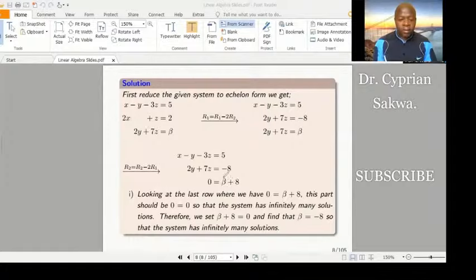So what we should do now is equate this part to zero, because this is already zero. So we also need to equate this to zero. Looking at the last row, this part should be zero equals zero so that the system has infinitely many solutions. Therefore, we set beta plus 8 to zero, and doing that gives us beta as negative 8. So if beta is negative 8, the system that we are given would have infinitely many solutions.